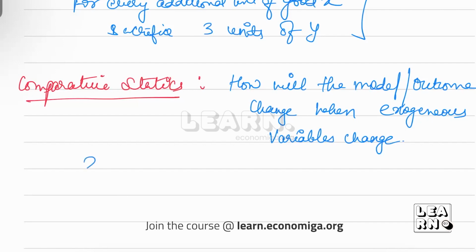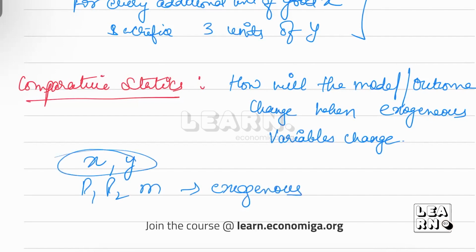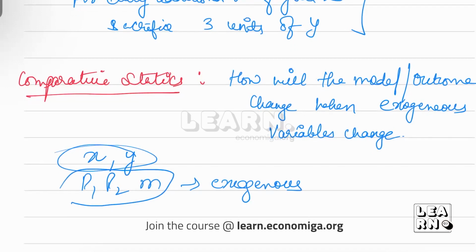So we were determining X and Y, and P1, P2, M were exogenous. They were given to us, right? We were not concerned about them. We were only concerned about how much to consume of X and Y. These were the variables we were determining. But comparative statics allows us to see, if by any chance any of these P1, P2 or M changes, then what happens to the end result, right?